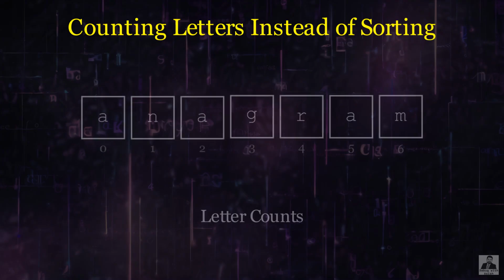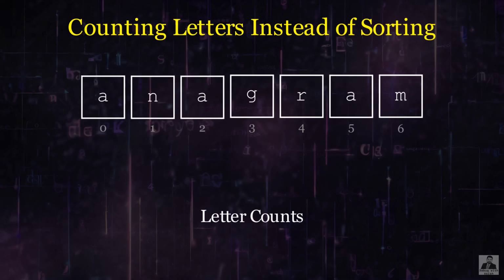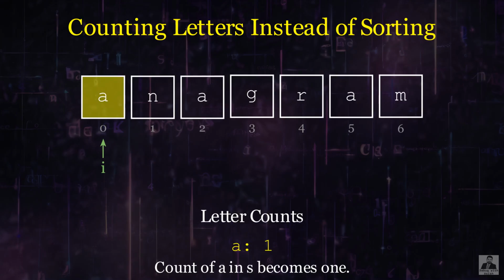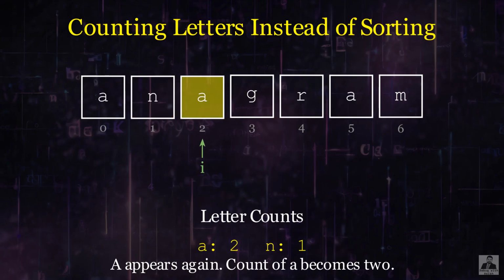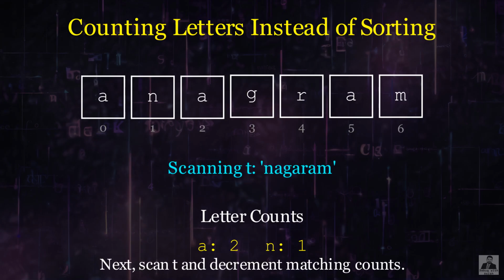As we scan through S, we build up a count for every letter we see. A appears, so its count goes to 1. N appears, its count goes to 1. A appears again, so its count climbs to 2. Once we have counted all of S, we do the same scan over T, and every matching letter in T just cancels out one of those counts.